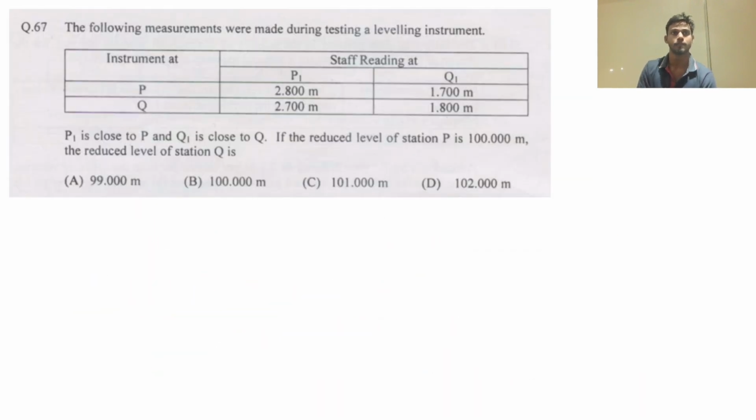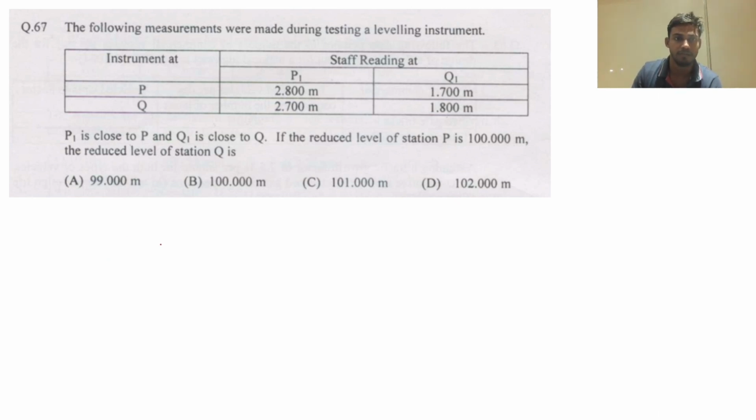Next question. The following measurements were made during testing of a leveling instrument. Instrument at P and instrument at Q. Staff readings at P1 and Q1 are given. P1 is close to P and Q1 is close to Q. If the reduced level of station P is 100 meter, the reduced level of station Q is asked.